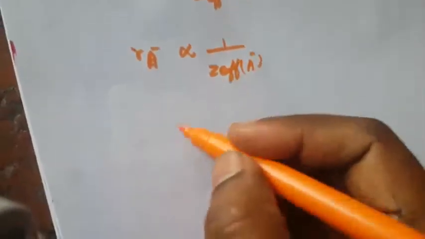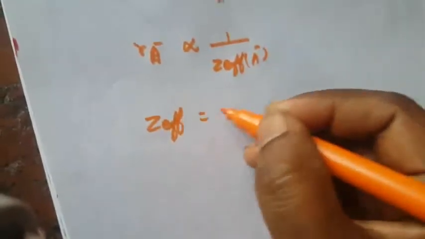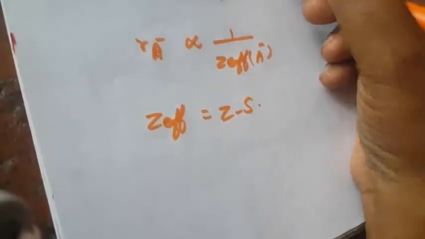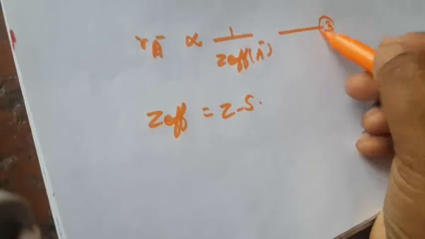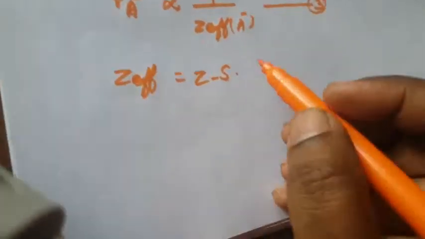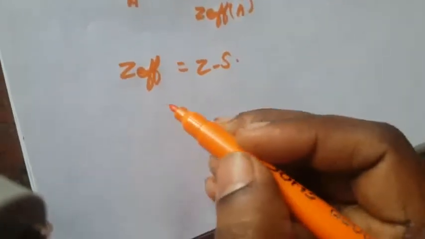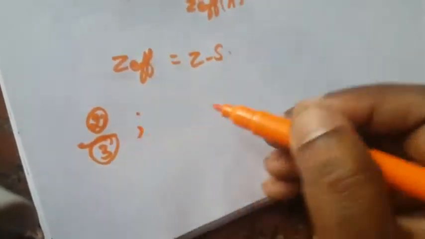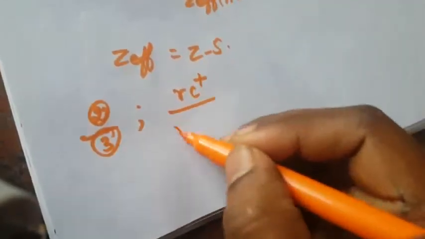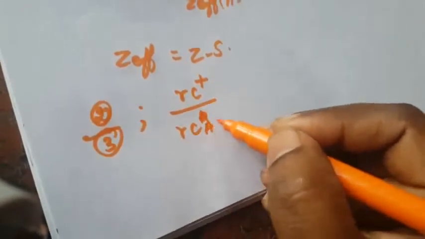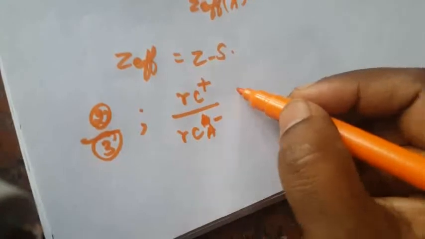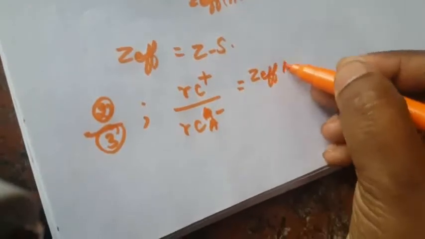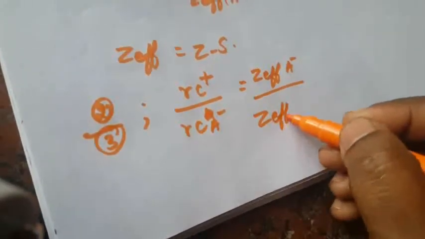Okay, so what is meant by effective nuclear charge? What is the formula of effective nuclear charge? It is equal to Z minus S, right? This is the second equation, this is the third equation. Dividing equation 2 by 3, we get the radius of cation divided by the radius of anion, which equals the effective nuclear charge of A minus divided by the effective nuclear charge of C plus.